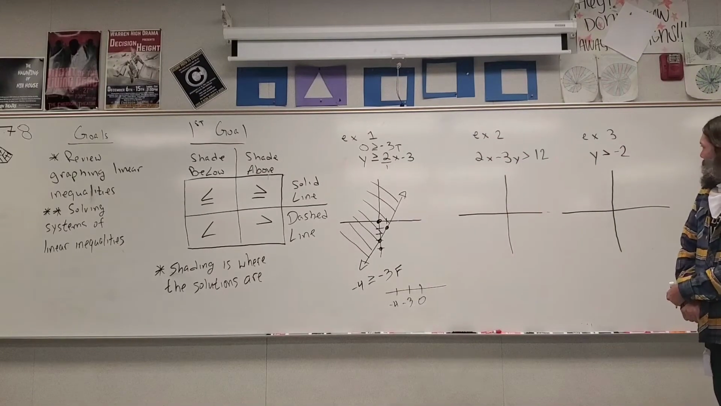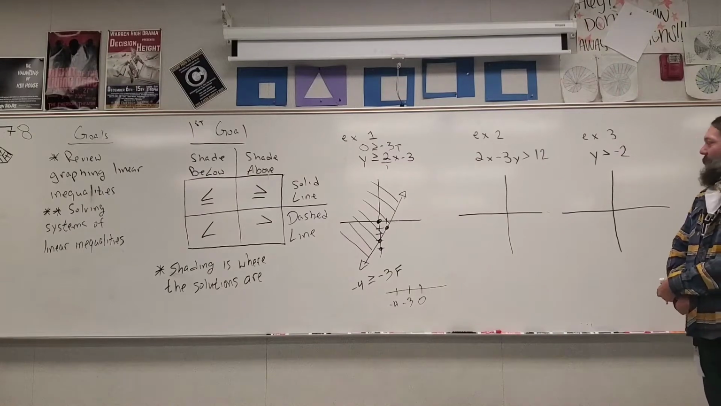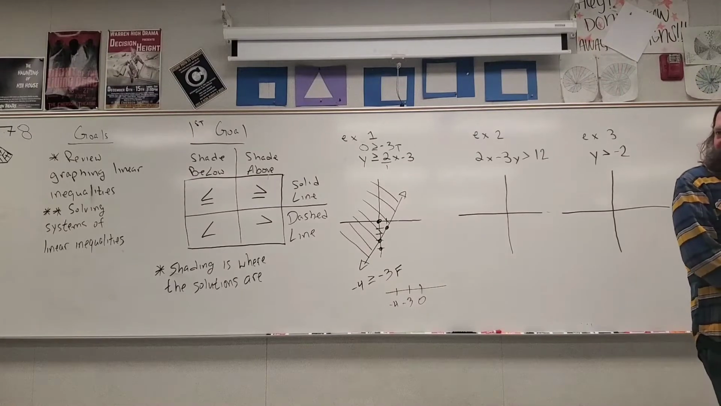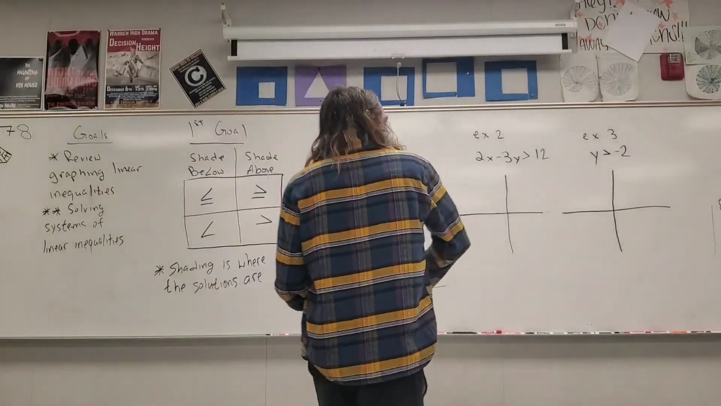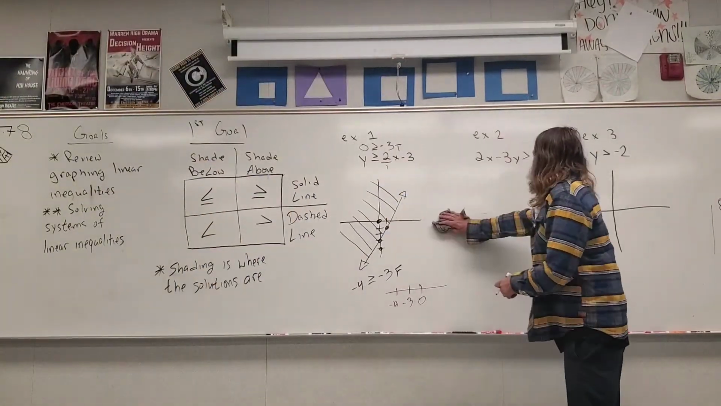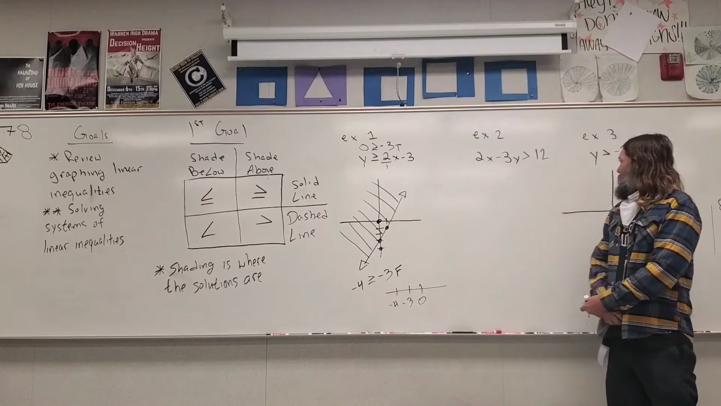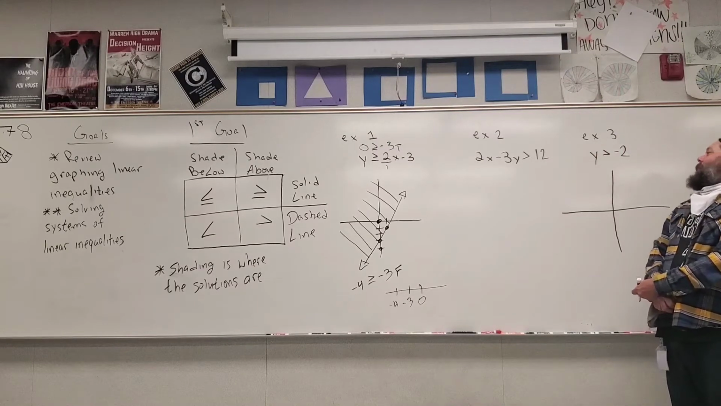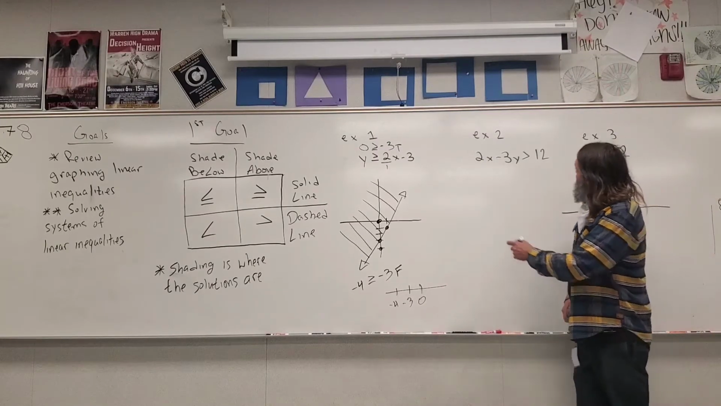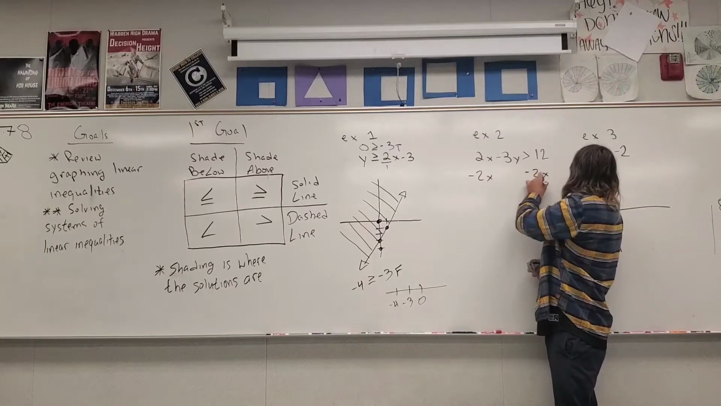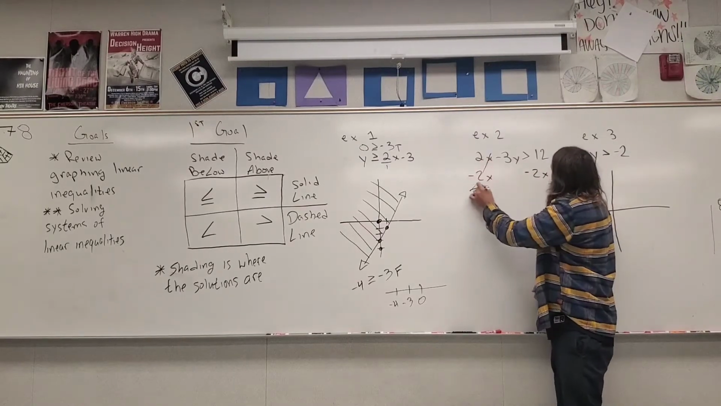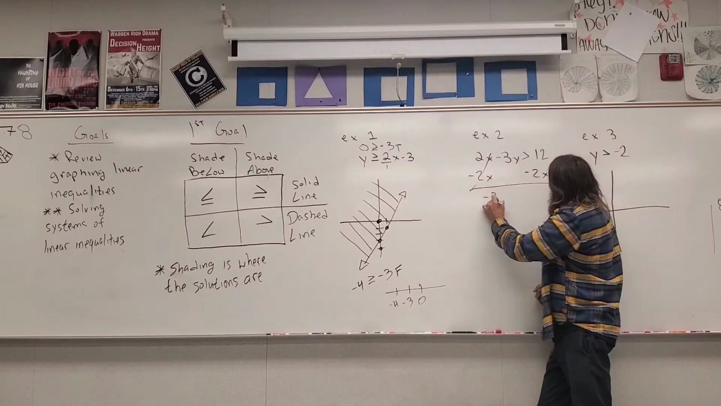I need to get this into slope-intercept form, and I didn't realize that I needed to do this before I drew the graph, so let me erase the graph. Put this in slope-intercept form. So let's see here, -2x. So I was just thinking maybe I'll have you guys graph using intercepts, but not today.